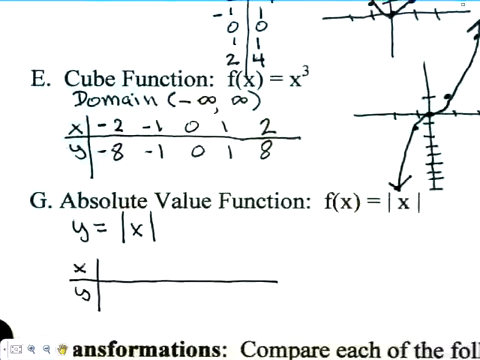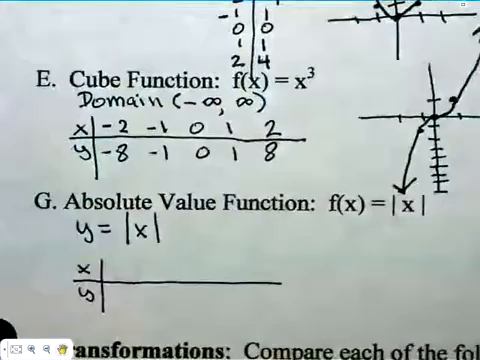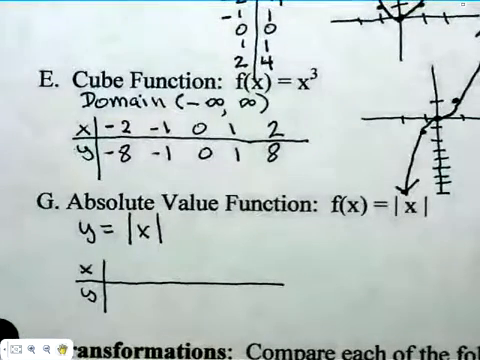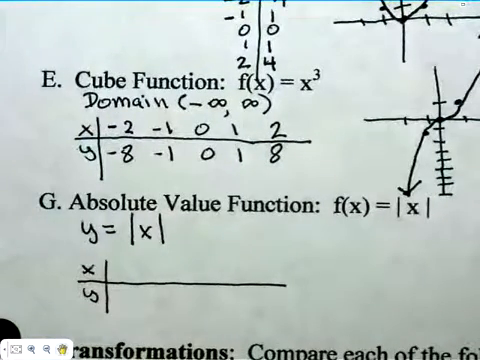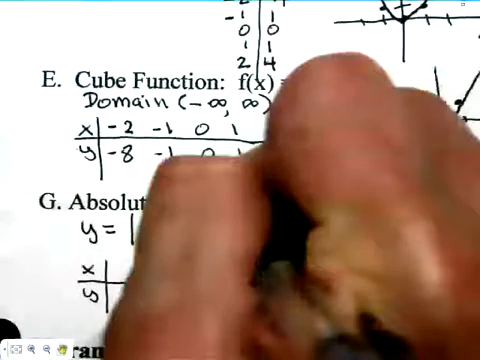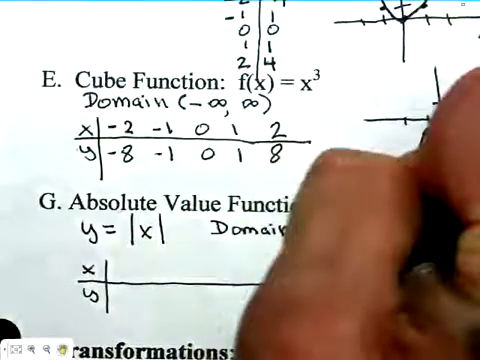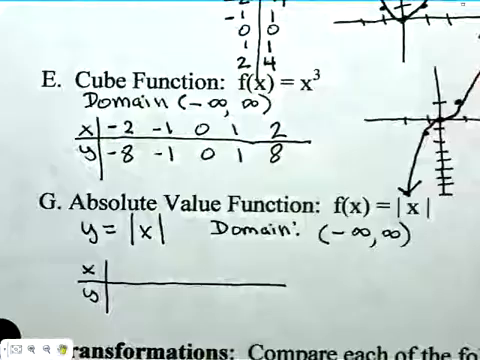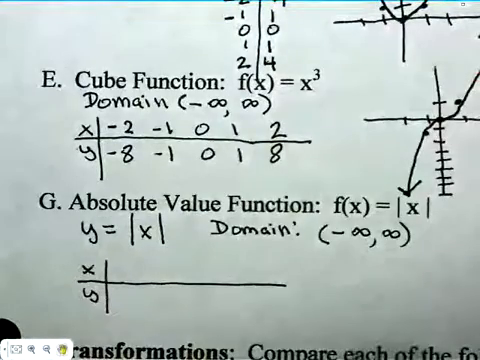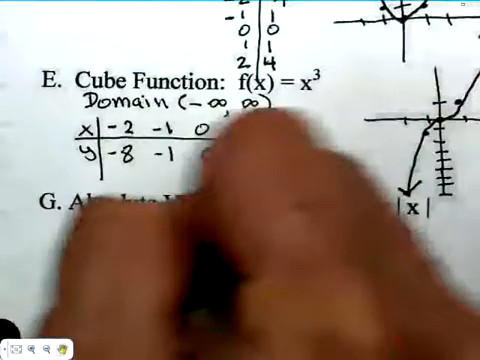What's the domain of that function? What can I take the absolute value of? Anything in the whole wide world. You give me a number, I can take its absolute value. So I don't have to be careful of what I let x be. I can pick the same x as I did for the cube function: negative 2, negative 1, 0, 1, and 2.